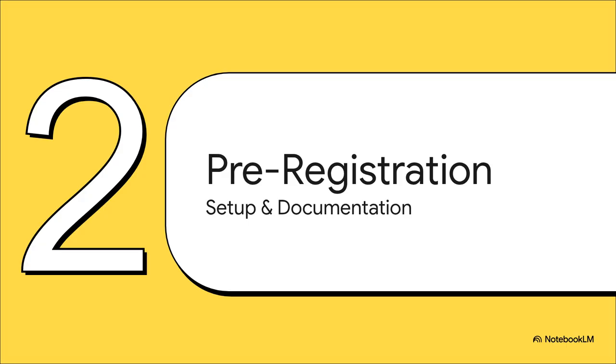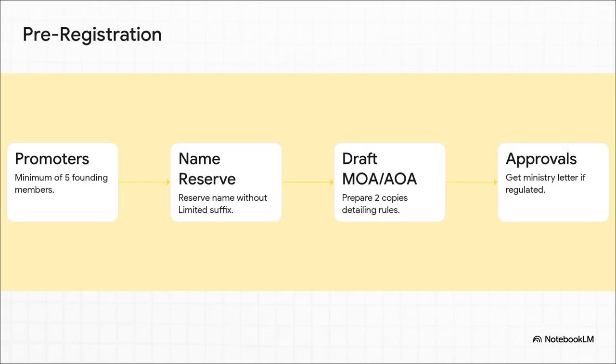Moving on to Section 2, pre-registration and documentation. To even get off the ground, your paper trail has to be absolutely flawless. First up, you need a minimum of 5 promoters. Then you've got to reserve a name through the OCR's portal and make sure you intentionally drop any limited suffix. After that, you draft 2 copies of your memorandum and articles of association. Oh, and if you're in a regulated sector, like health or education, you'll need prior ministry approvals too. Keep all these safe because they are the very first things your statutory auditor will ask to see.